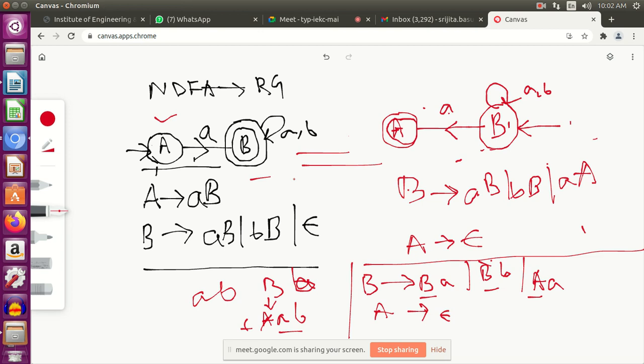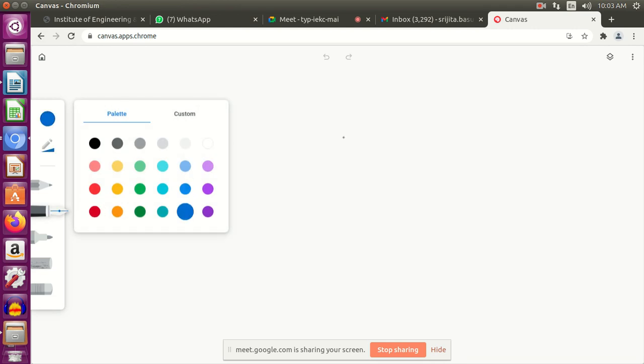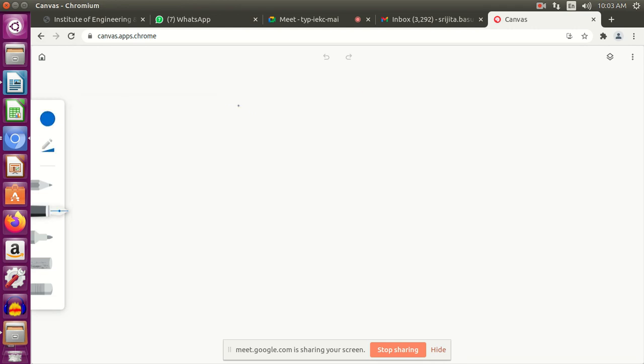Okay. So this was the process for converting a finite automata to a grammar. Next, one more thing. I want you all to know the reverse thing, that is, given a regular grammar, converting it to the finite automata.